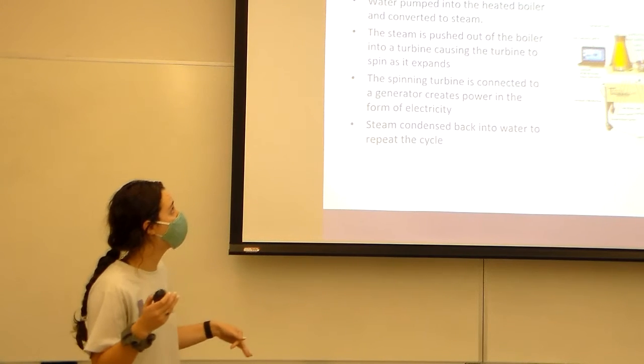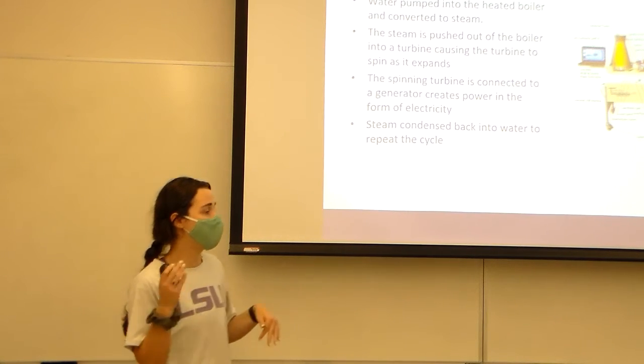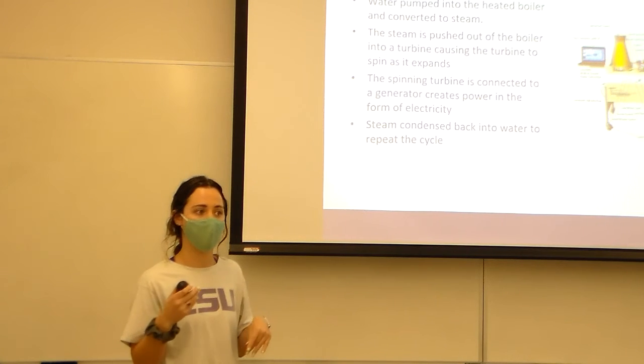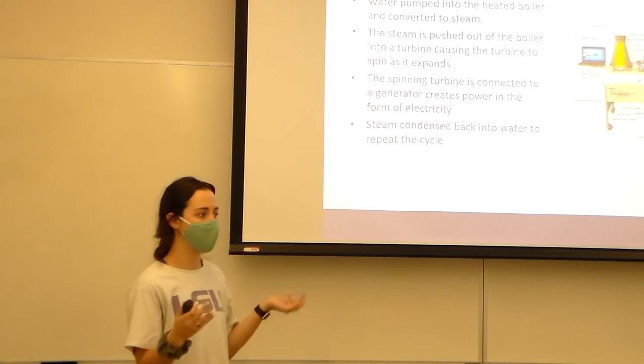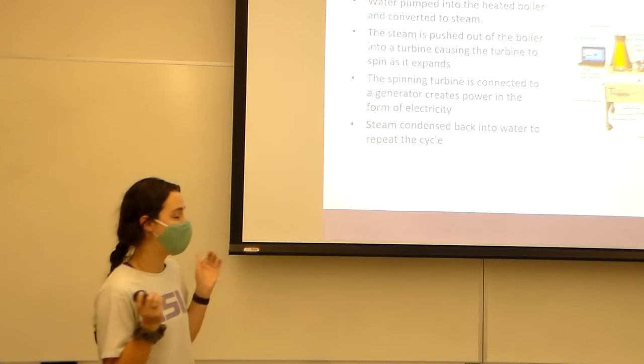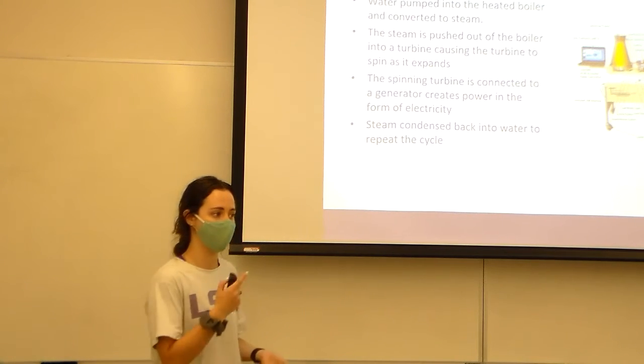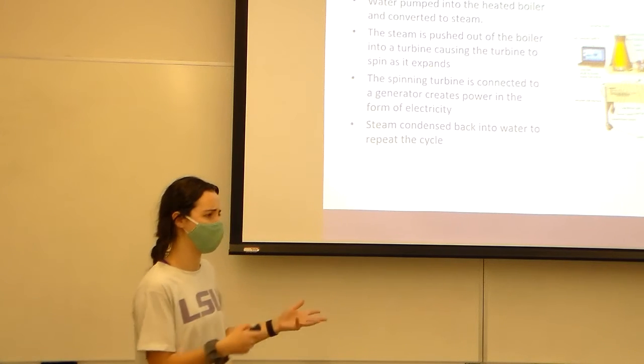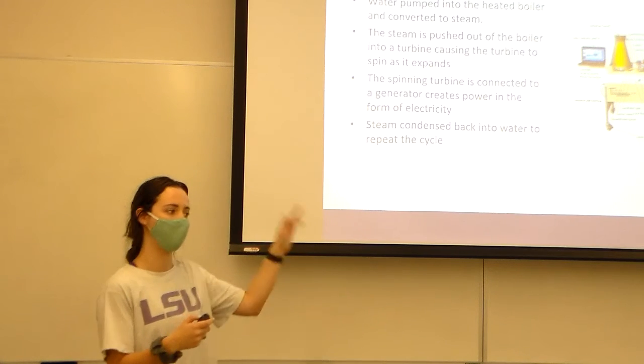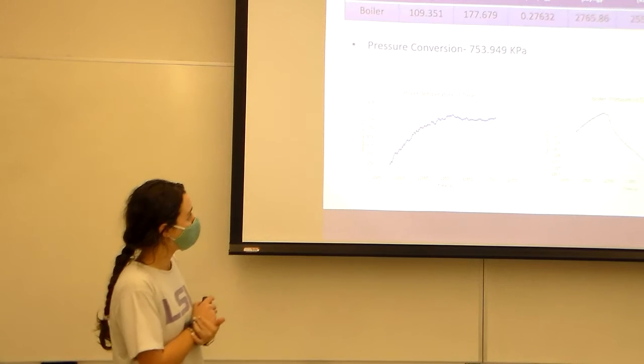So in theory, the water is pumped into the boiler where it's heated up and converted to steam, and then pumped into a turbine where it expands to actually spin the turbine. The turbine is connected to a generator, which converts it to electrical power. And then it's repeated through the same cycle over and over again.